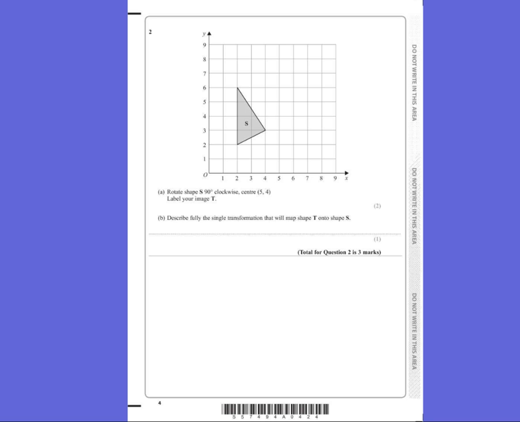Question 2, it says rotate shape S 90 degrees clockwise about the centre 5, 4. Label it T. So 5, 4, first of all, we're going to label that. The best way to do this is to draw around your shape using tracing paper, and then rotate your paper at 90 degrees, and you'll see that it ends up just here.